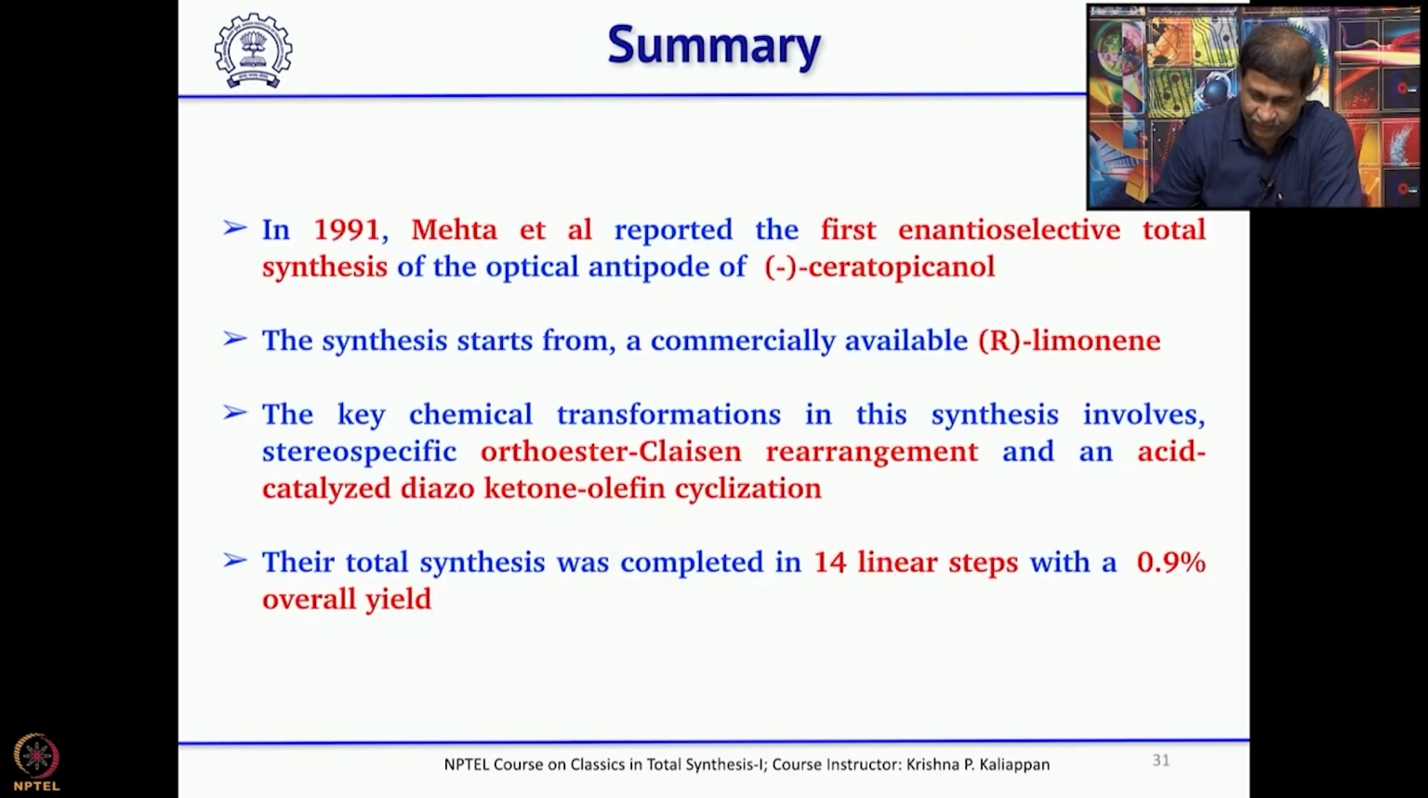So, to summarize, if you look at this total synthesis, he started with commercially available R-limonene, a monoterpene, and then in a few steps he could convert that limonene into a 5-membered ring, and then he used 2 key reactions, one is orthoester Claisen rearrangement, then acid catalyzed diazoketone olefin cyclization to form a cyclopropane followed by opening of the cyclopropane to construct the second 5-membered ring, and then the third 5-membered ring was constructed using acid catalyzed cyclization. Overall, he took 14 steps to complete the total synthesis, and with close to 1% overall yield he could successfully complete the synthesis.